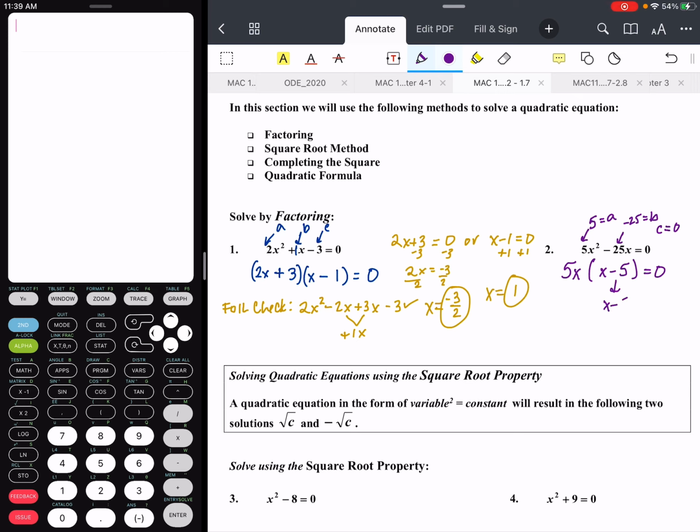So I know that I can set the x minus 5 equal to 0, solve and get x equals 5. So this is one potential solution. And also, do not forget about your 5x. That's a factor as well. So we can set 5x equal to 0, divide both sides by 5, and get a second solution, which is x equals 0. So 0 or 5 are solutions to this quadratic equation.